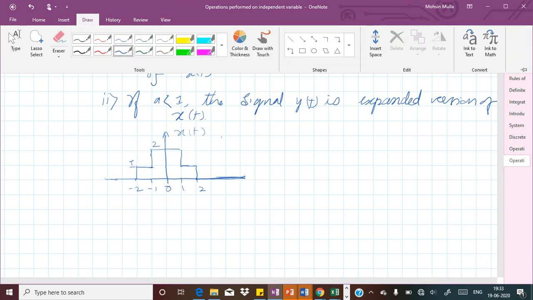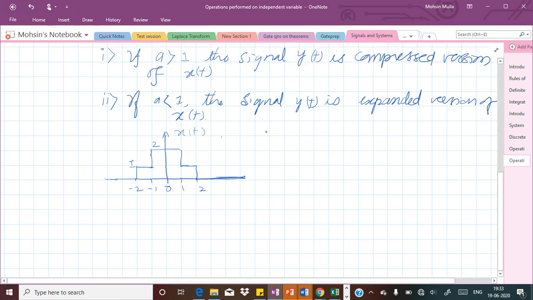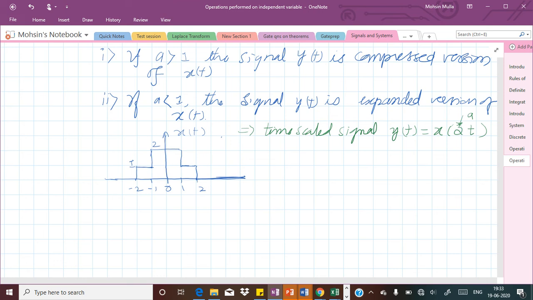Now what I am going to do is obtain a time scaled signal. Let me indicate that as y of t, and this signal I want to obtain as x of 2t. So here a is replaced by 2, and 2 is greater than 1. So what should happen to the signal? It is going to get compressed.